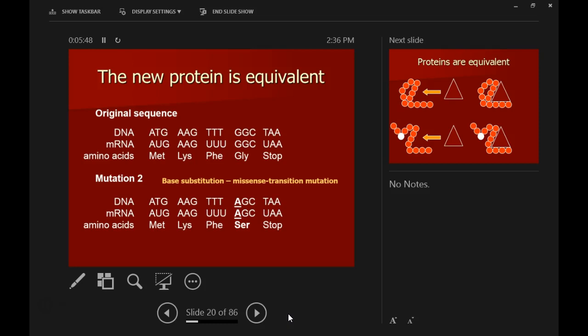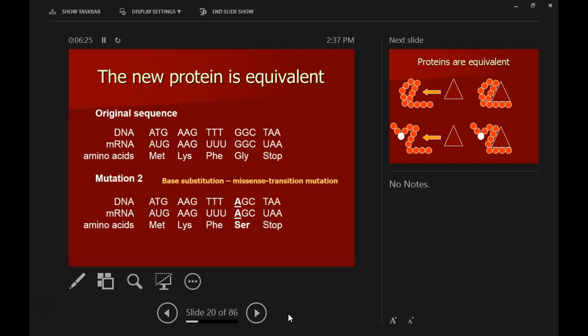Now if we look at this one here, we can get a little bit more clarifying by calling it a transition or a transversion. Those are both types of missense mutations. The difference has to do with whether you're going from a purine to a purine, or a pyrimidine to a pyrimidine, or a pyrimidine to a purine, or a purine to a pyrimidine. That's a little confusing.